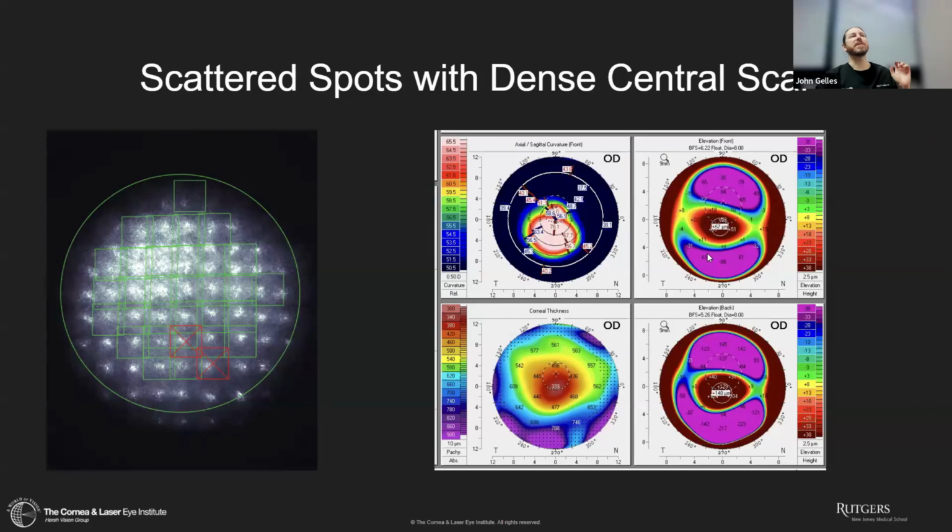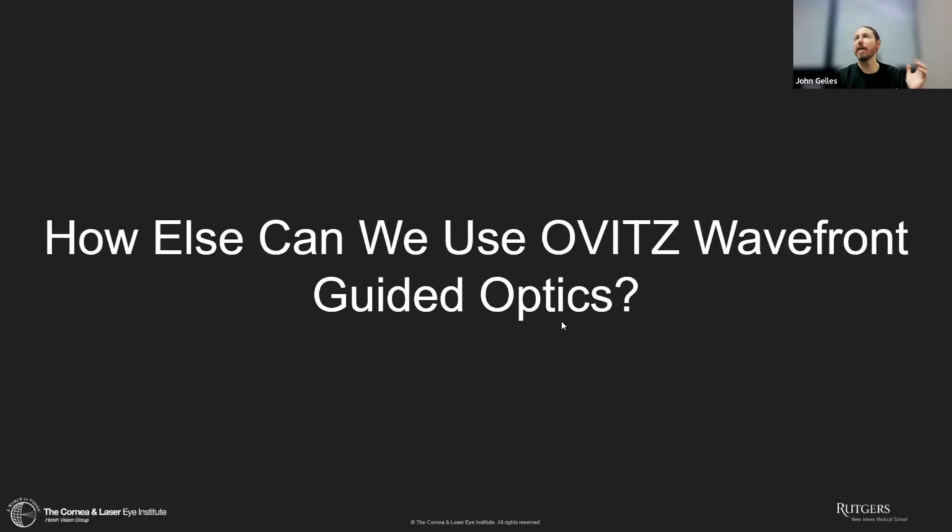But basically, what you're seeing, this is one where this was actually a problem. You can see this patient had a pretty dense scar, and we can't really discern where all the spots are on this one. So this individual needed to have a DALK before we could get a good result.